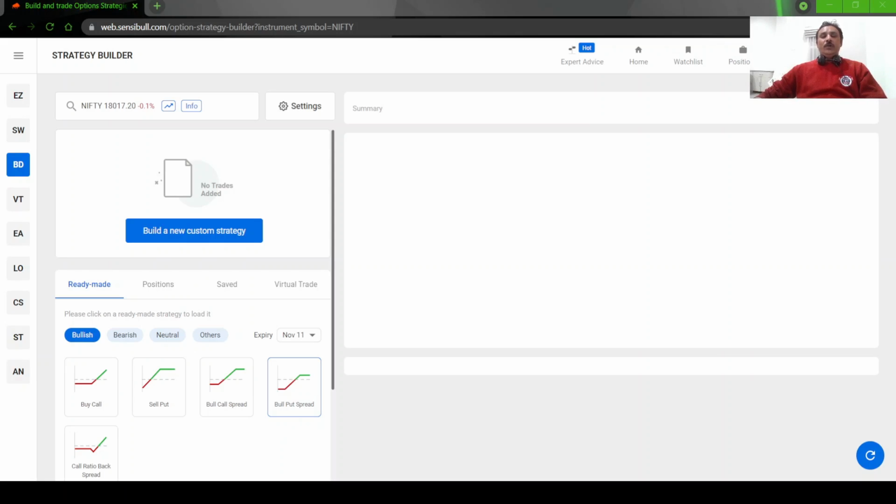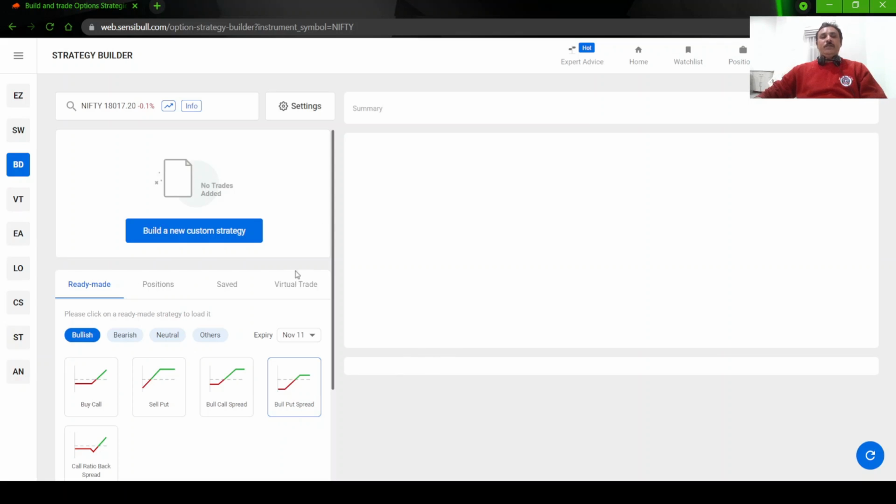Today we are going to talk about bull put ladder. So the name is again deceiving. When we say a bull put ladder, the strategy is used for bearish view, not for the bullish view. Let us see how the bull put ladder looks like.